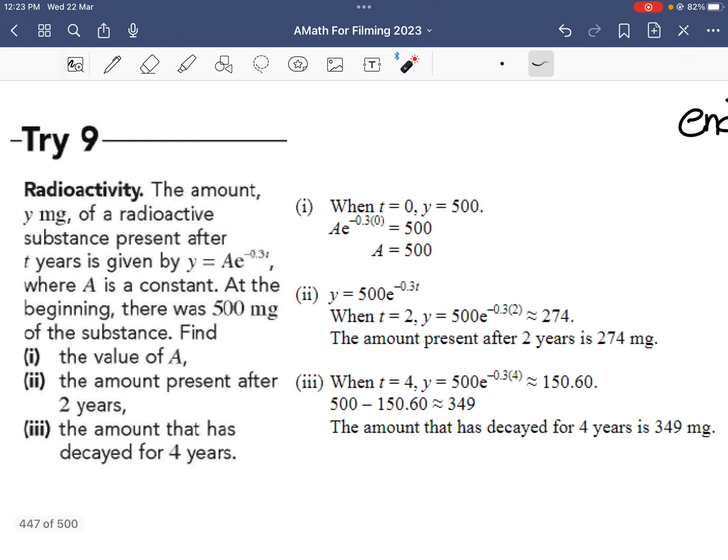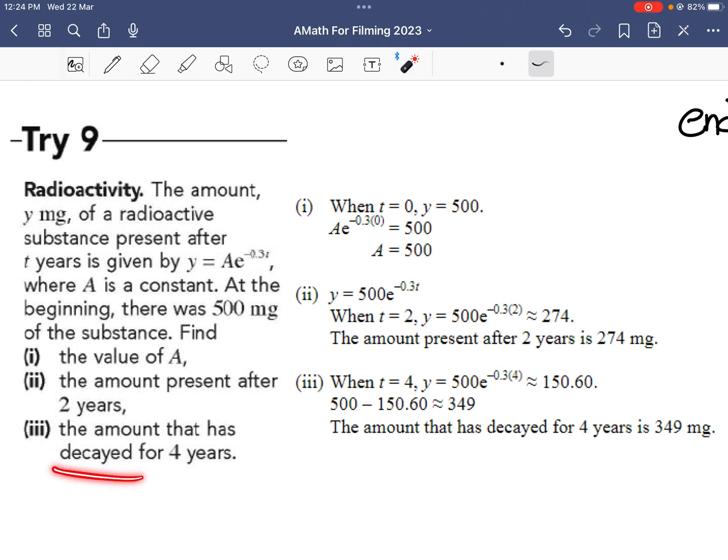Okay, just very quickly. At the beginning, I know that there was 500 milligrams of the substance. So beginning means that the T value is 0 and the amount of substance is 500. I substitute that into my equation. e to the power of 0 is equal to 1. Hence, A times 1 is 500, so A is 500. For the amount present after 2 years, we must allow the T value to be equal to 2. I input this into my equation, and what I get, correct to 3 significant figures, is 274 milligrams.